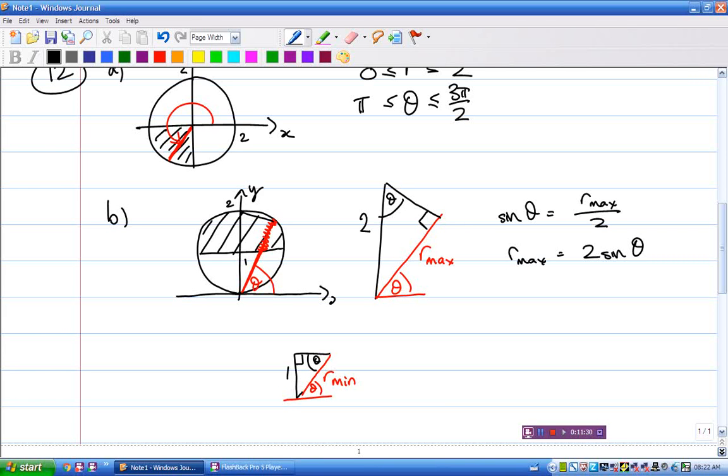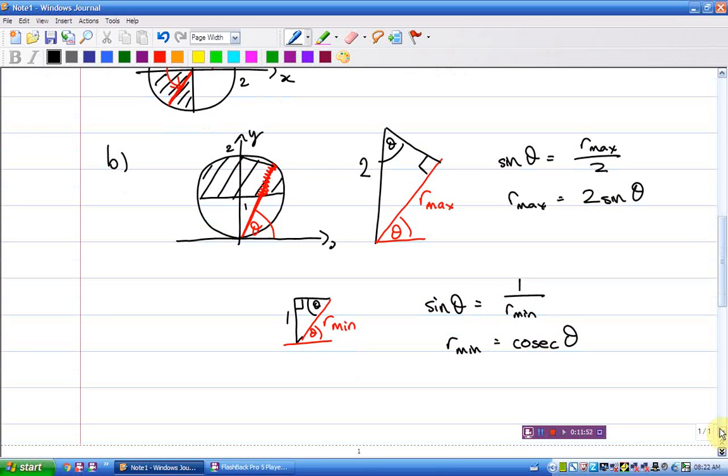And another little bit of trigonometry. What do I have there? Hypotenuse is R min, so sine theta is 1 over R min. Little bit of flipping around. R min is 1 over sine, which is cosec theta. Cosec is sometimes just written without the vowels.